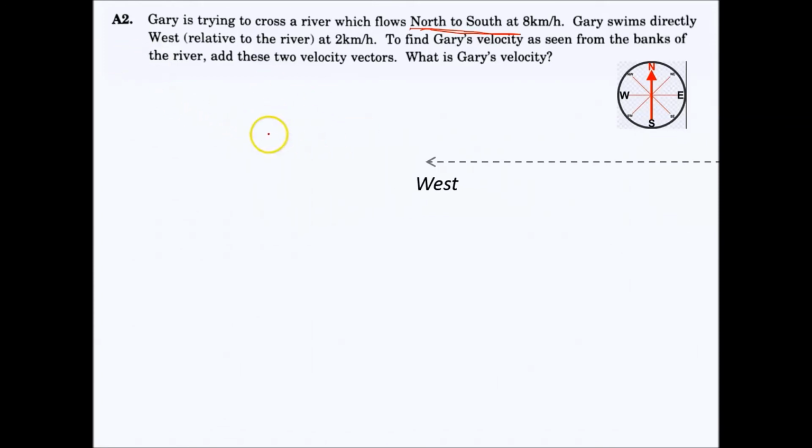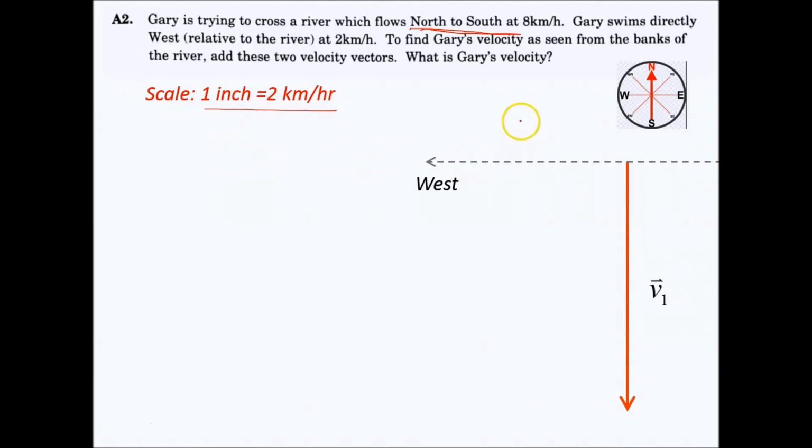He's swimming west, so I'm going to draw that just to guide my thinking here. We also need a scale. Always, you can't do this without a scale. So 1 inch on my paper is going to equal 2 kilometers per hour. Okay, there is the velocity of the river, and I'm just calling that V1. Okay, so here is what Gary's doing in the water.